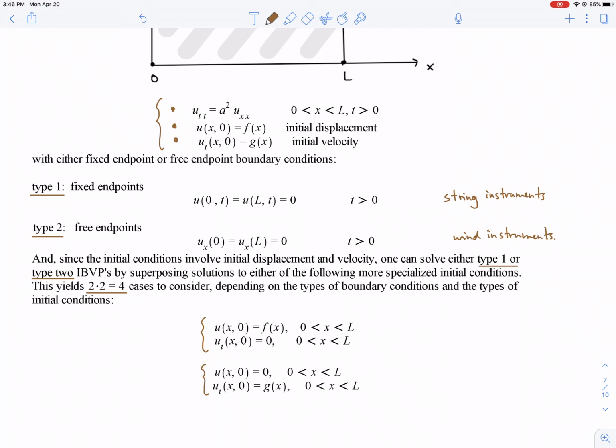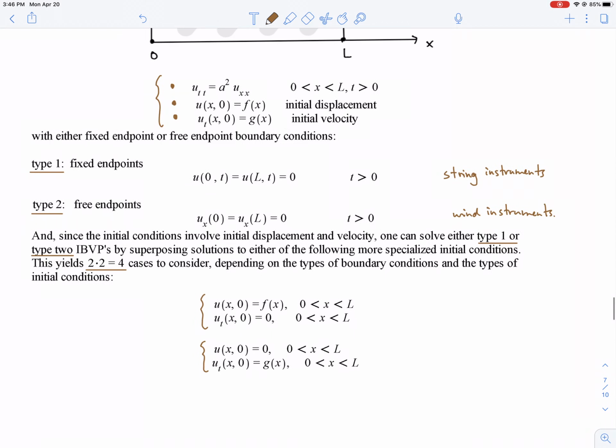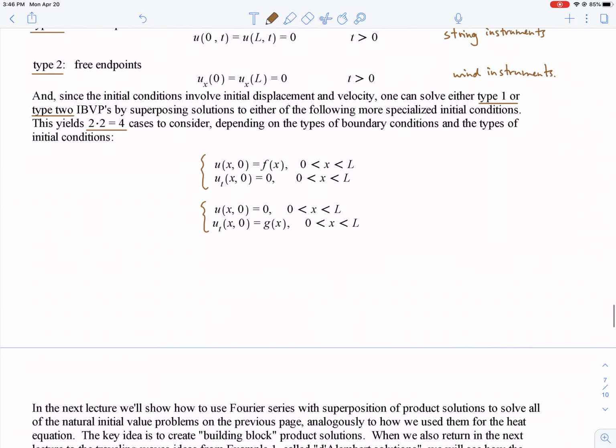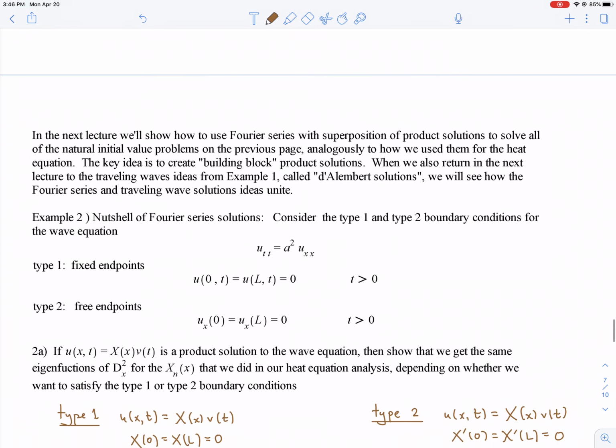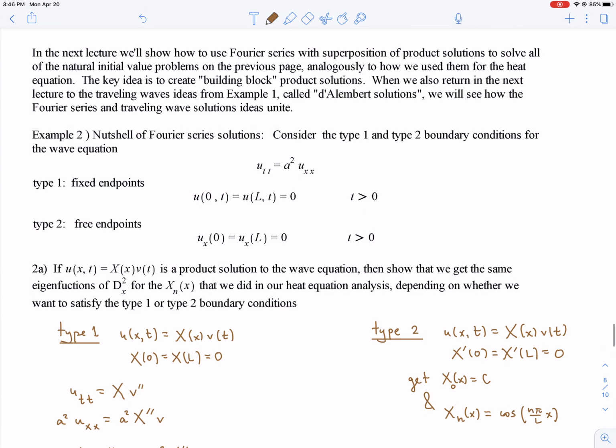So in that sense, this is harder than the heat equation, where we just had 2 types to consider, but the principles are exactly the same as in the heat equation. We're going to try to make building block solutions, and then use superposition to solve the general type 1 and type 2 problems.